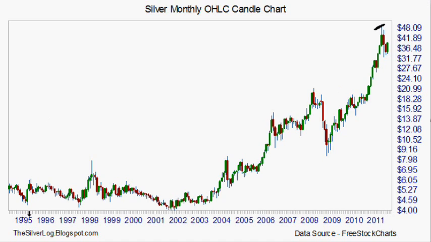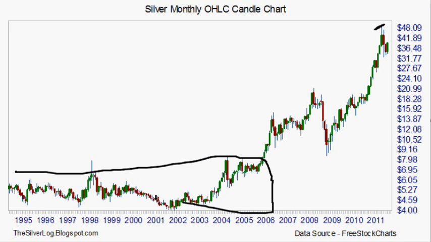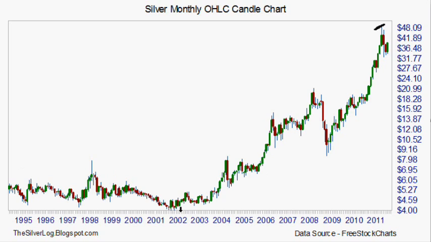So if you're looking to buy on weakness, this entire run here was on weakness on the longer term chart. Within it, the buying on weakness came in here and again down here.